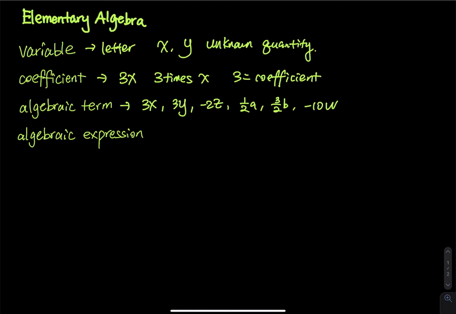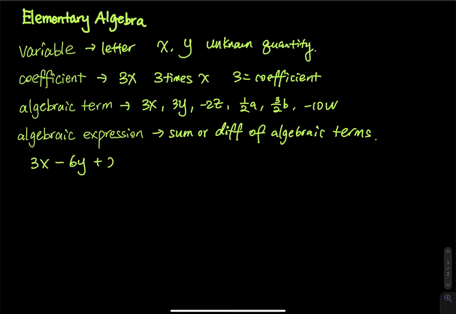And then an algebraic expression is the sum or difference of algebraic terms. So this is the sum or difference of algebraic terms. So let me give you an algebraic expression. So let's say we have 3x minus 6y plus 2. This is an algebraic expression.